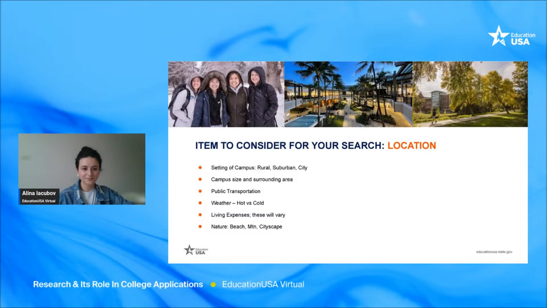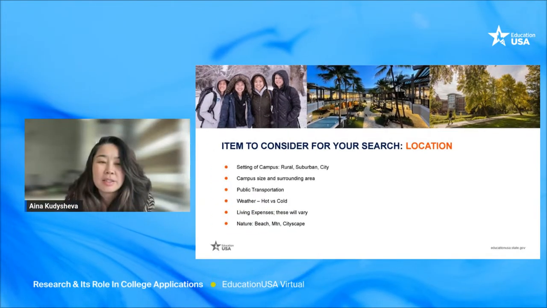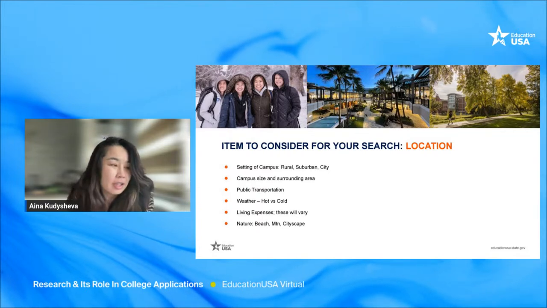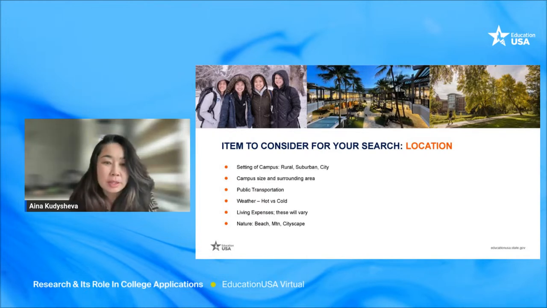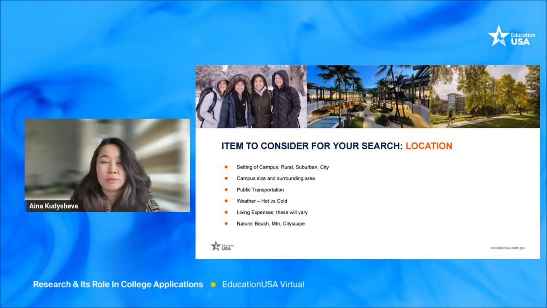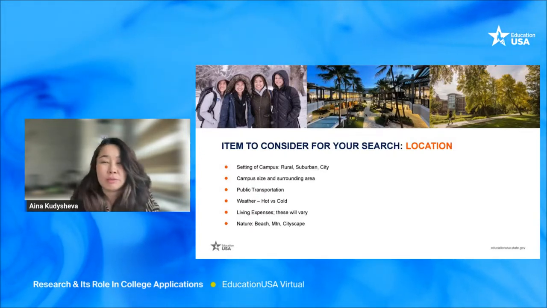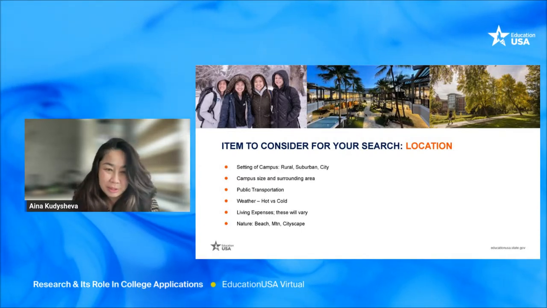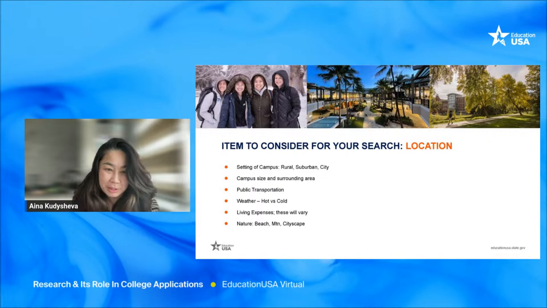So as I said, the type of university was the first thing to consider during your research. The next thing to consider is location. It's very important for you to understand where you want your university to be set. For example, if you like colder weather, you can choose a university in the north part of America. If you like hot weather, you can choose a university in the south part of America.